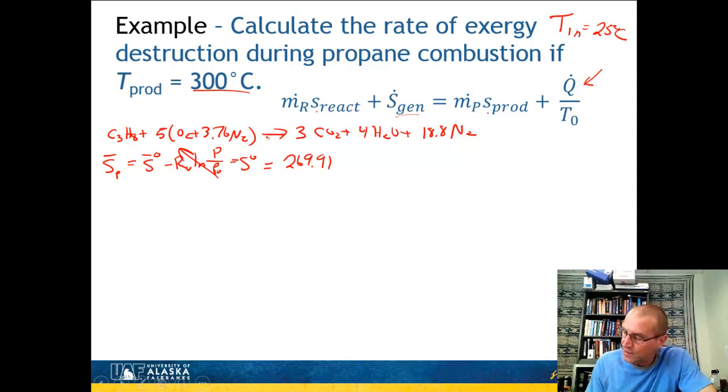My other 2 reactants, I've got oxygen and nitrogen. So let's do our O2. And so again, it's going to have a similar equation.